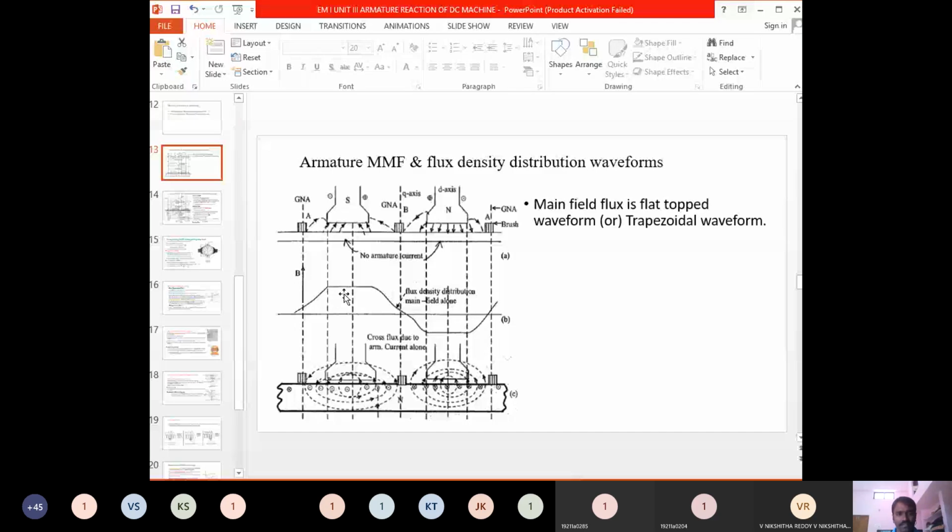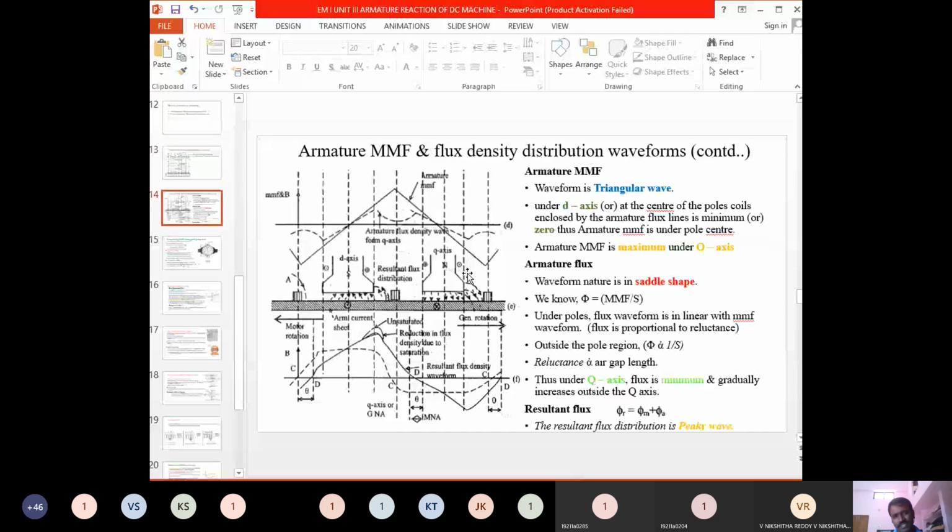So the main field flux nature is a trapezoidal wave shape, and the armature flux is a triangular waveform. And we have discussed in detail why the armature flux is a triangular wave shape: the armature flux follows the armature MMF in the polar region, and under the non-polar region the flux reduces.